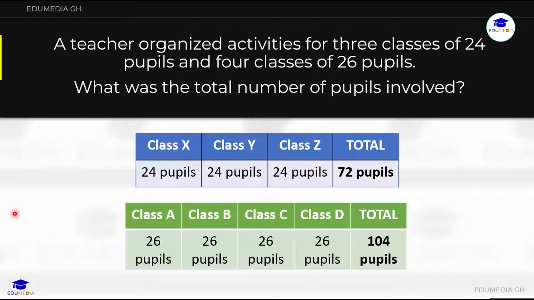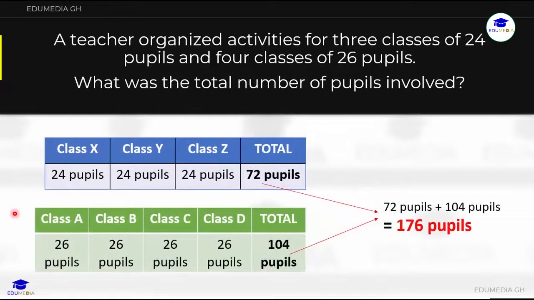So we have the first aspect, which is dealing with 3 classes, each of them having 24 pupils, and the second part dealing with 4 classes, each of them having 26 pupils. To sum this up, we bring the 72 plus the 104 pupils. This gives us 176 pupils. The total number of pupils involved in this activity organized by the teacher is 176 pupils.